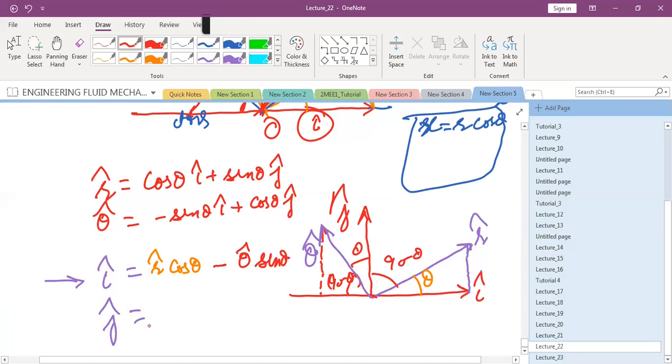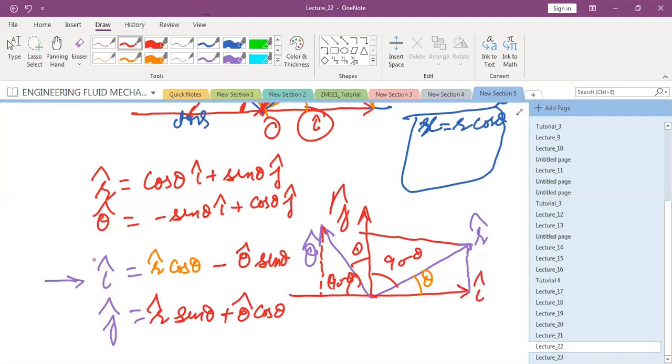What about J cap? R cap sin theta plus theta cap cos theta. Is it clear?